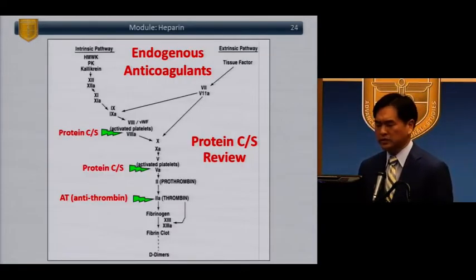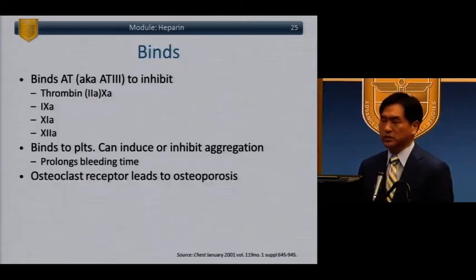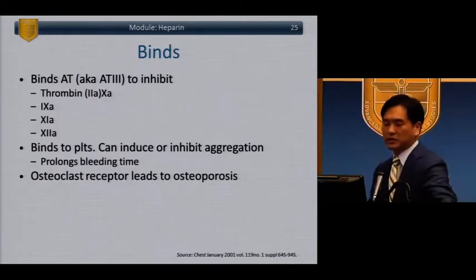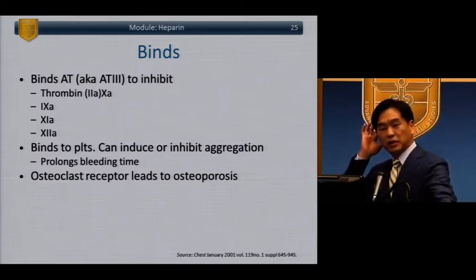Okay, I'm just going to breeze through this because I think you guys get it. You look pretty smart.